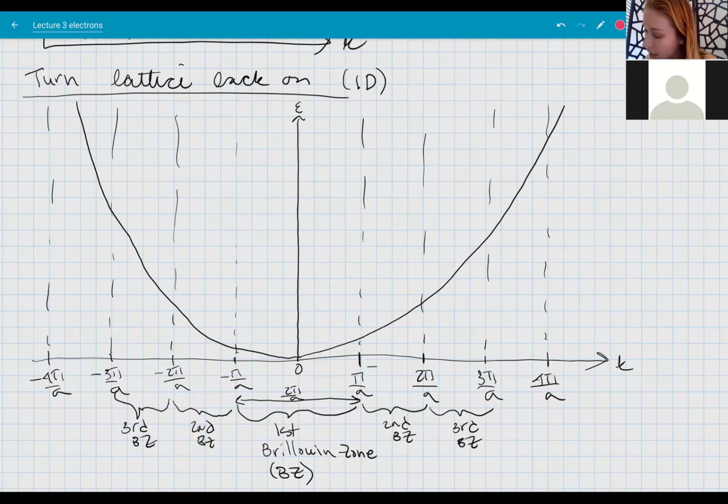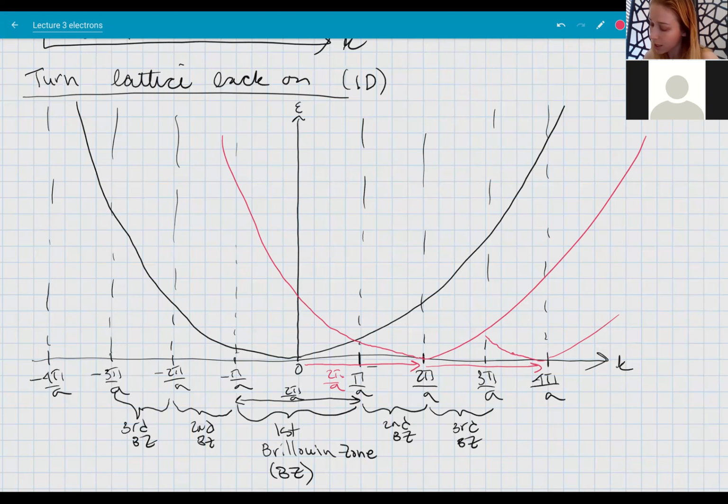So what I can do then is translate this entire parabola by a reciprocal lattice vector, by 2 pi over a. This is not going to go very well, but let me attempt to draw that. I can also translate it by another 2 pi over a, so I have another parabola starting here. And then I can also go in the other direction, translating it by a reciprocal lattice vector in the opposite direction, so I have the parabola beginning at minus 2 pi over a. Same thing, translated by another reciprocal lattice vector, and have it beginning at minus 4 pi over a. And I can continue this indefinitely.